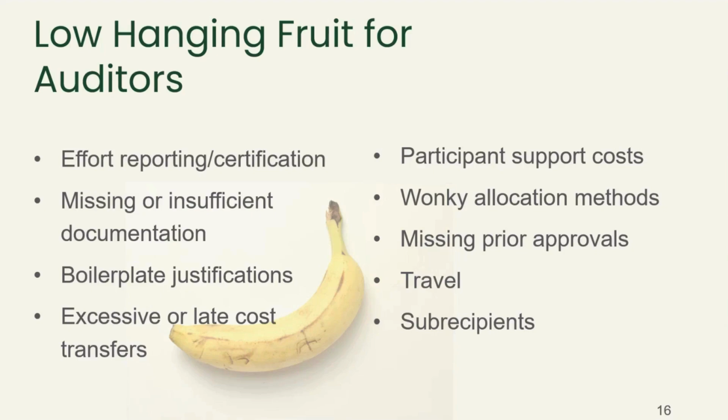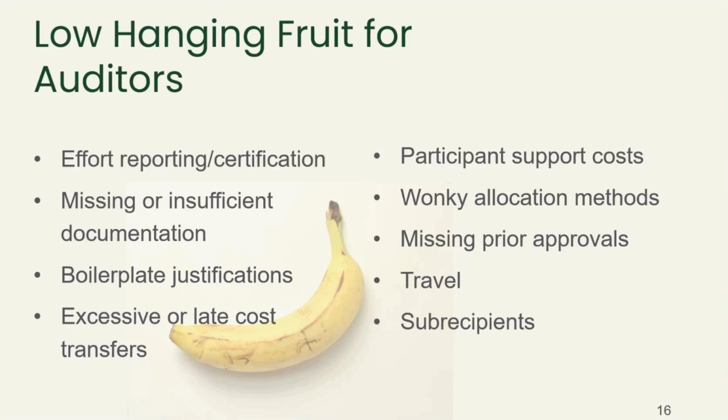So if we have tons and tons and tons of cost transfers, especially late ones that are over our 90-day policy window, that is an indicator to the auditors that we don't have strong enough internal controls and that we are maybe not as strong as we should be there.